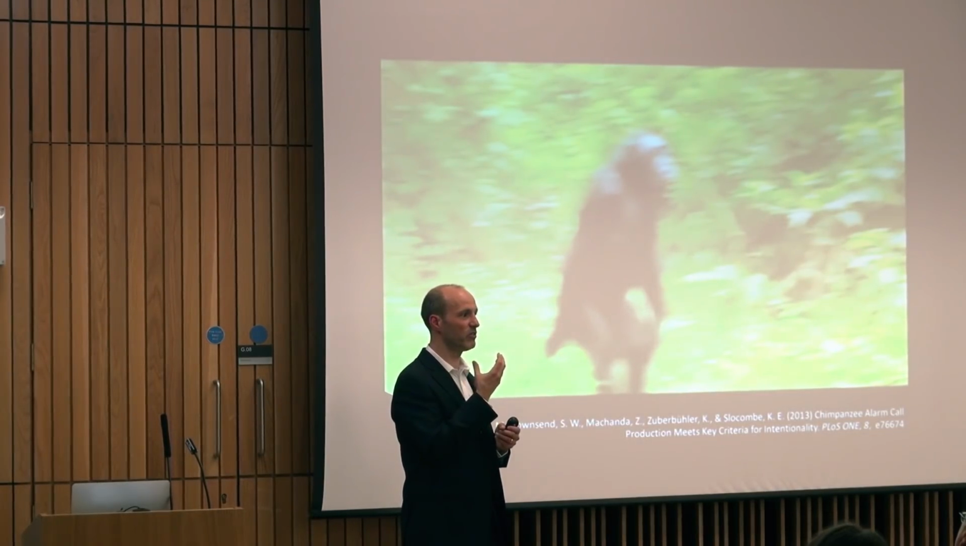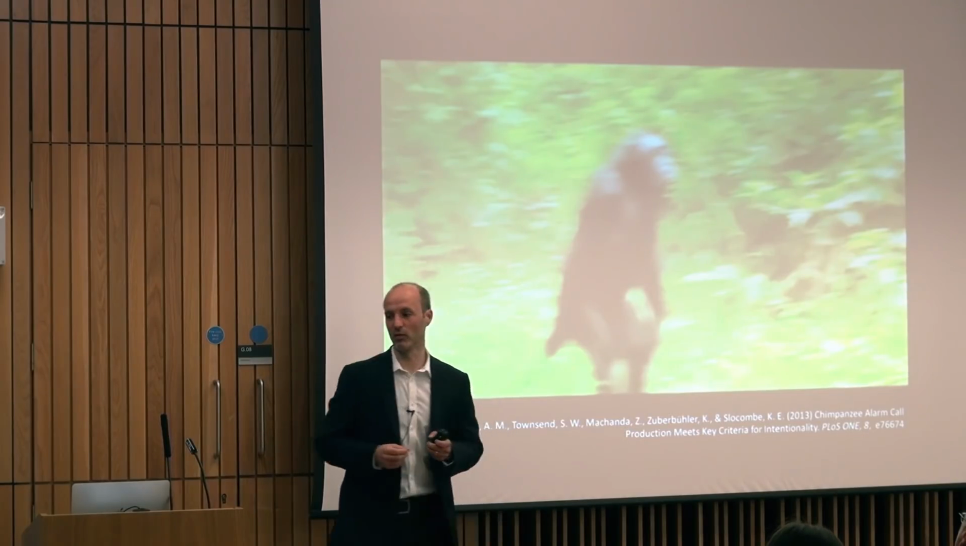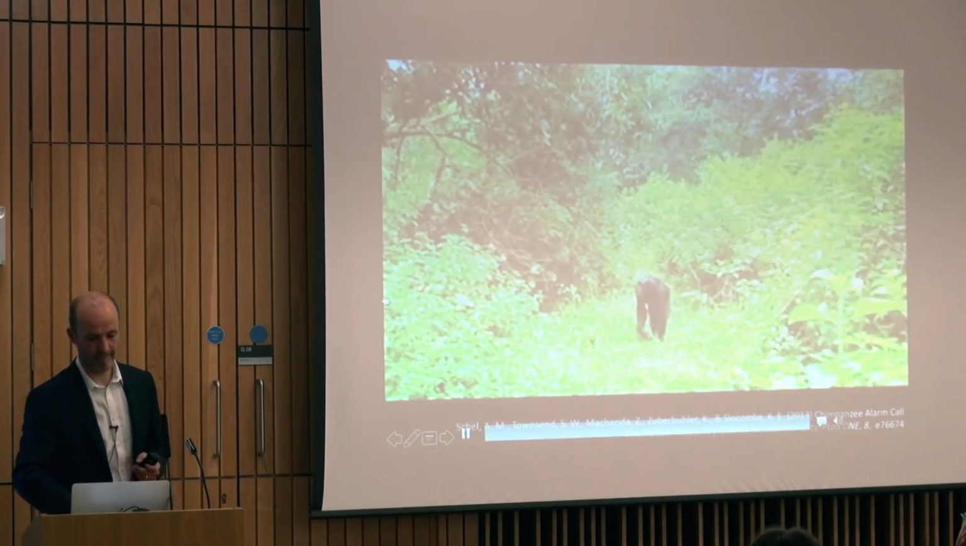Okay, so it sees the snake, has a massive startle response, and then it produces this very soft vocalization. I don't know if you could hear it at all. This is called a soft hoo. So it's basically a noise they make to themselves when they see something they don't like very much. Okay, so I'll just play that again because it's funny.